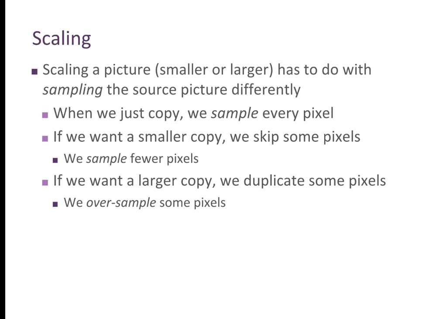For example, if we are making a smaller image, we might sample every other pixel. That is, not copy all of the pixels to the new image, but rather copy every other one. If we are trying to enlarge or scale up an image, then we would want to oversample some pixels. That is, make multiple copies of each pixel.